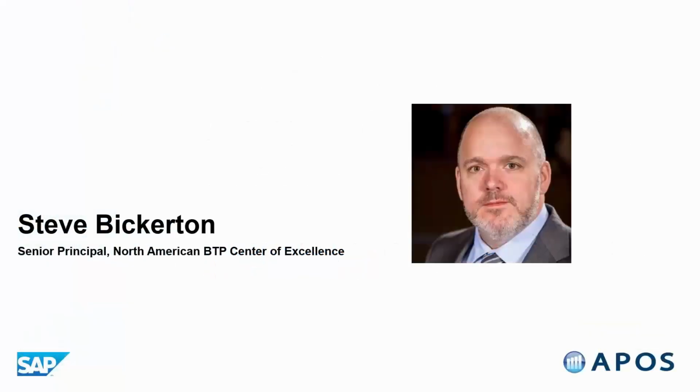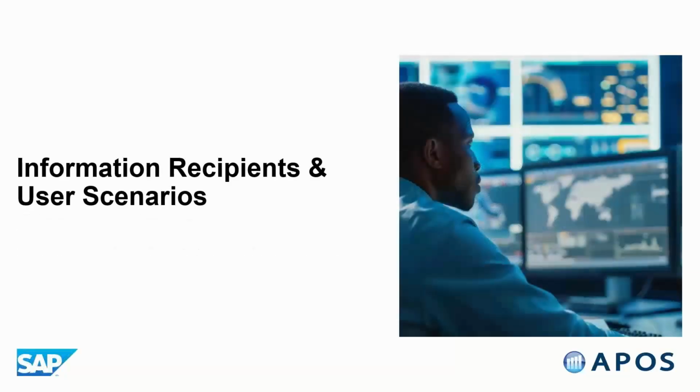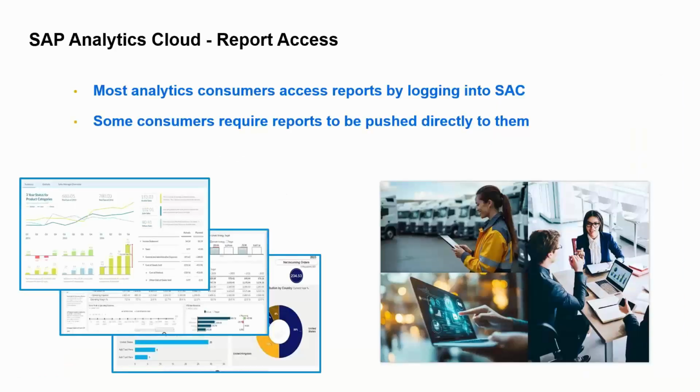So let's talk about the different ways we can get information from an SAP perspective. If we think of how we can get access to data from an SAC report, the most common way is you log into SAC and you click refresh and you get your data. So that's a very common scenario. Someone needs a login to make that happen.